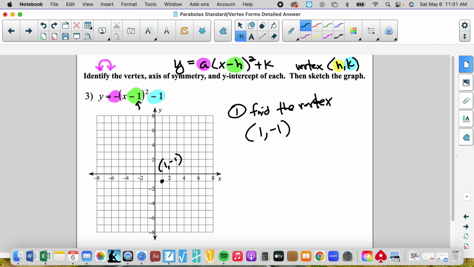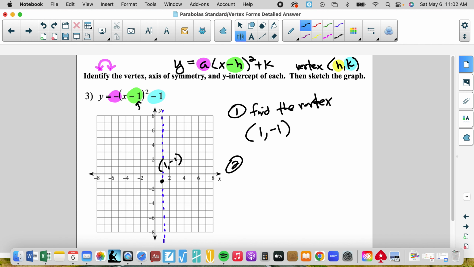So the reason why I'm going to label that point with the coordinate above it is because the shape's going to be upside down. So we found the vertex. The cool thing about finding the vertex is we know the axis of symmetry also lies on that vertex. So that's my reflection point.